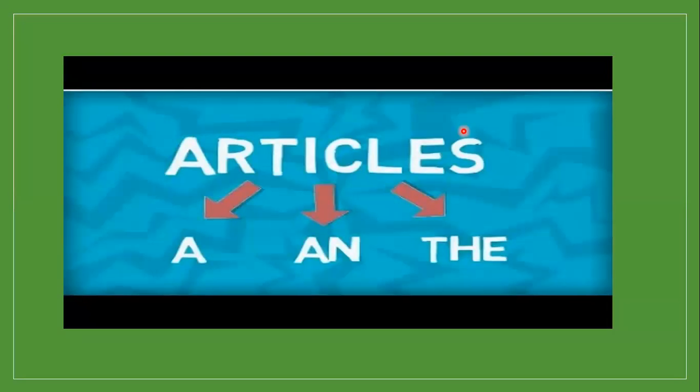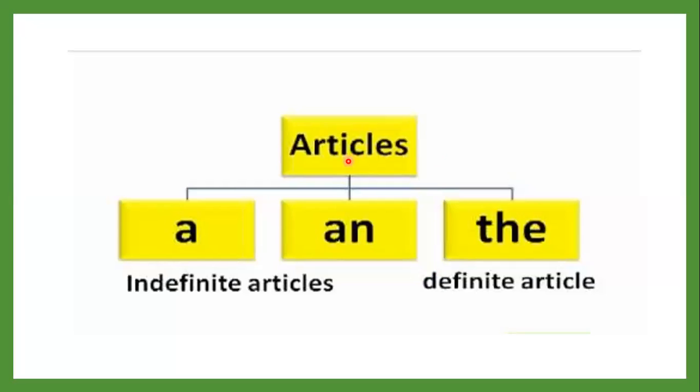Now the articles. There are three articles, a, an, and the. Okay, we all know that there are three articles. Now, what you people need to understand is where you have to use which article. You're not putting the articles correctly, and I wonder why. You should know where you have to put which article. First of all, the articles are divided into indefinite and definite articles. A and an are the indefinite articles, and the is the definite article.